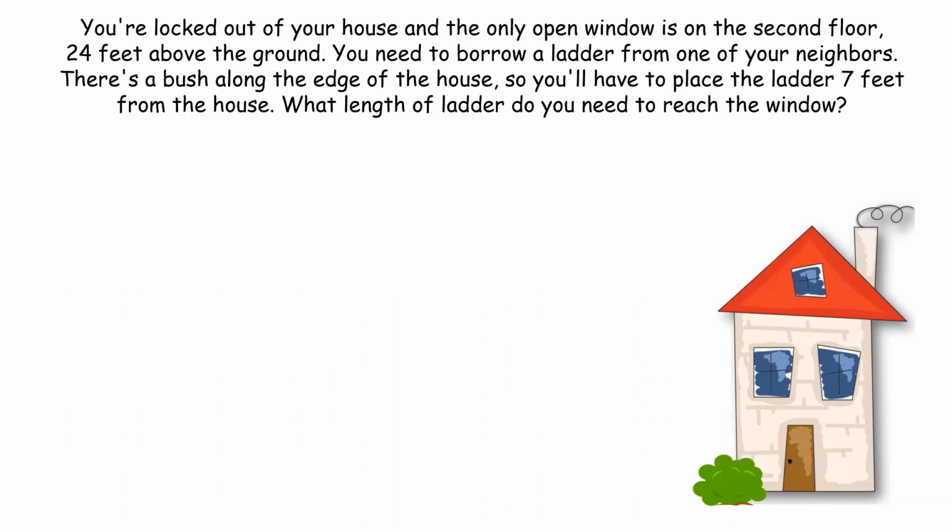This is a word problem. So what do we know? We know that there is a window 24 feet above the ground on the second floor. We will draw an arrow representing the height from the ground to the window, and we'll label it 24 feet.